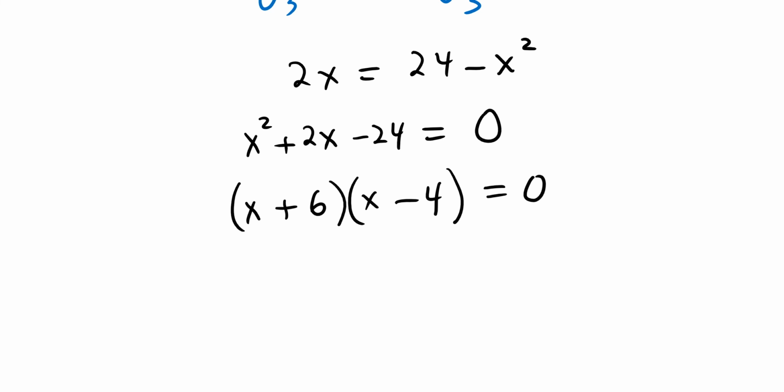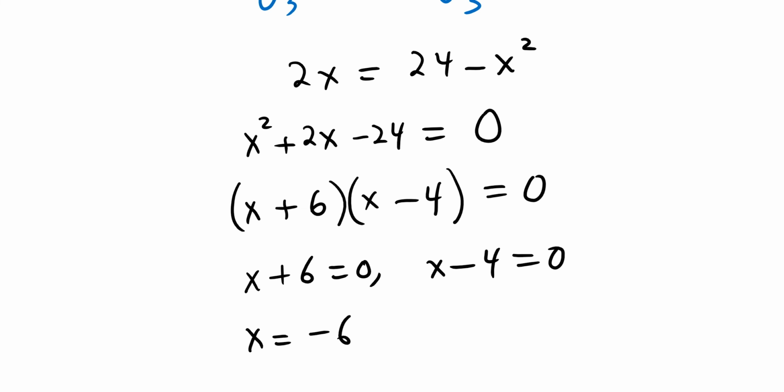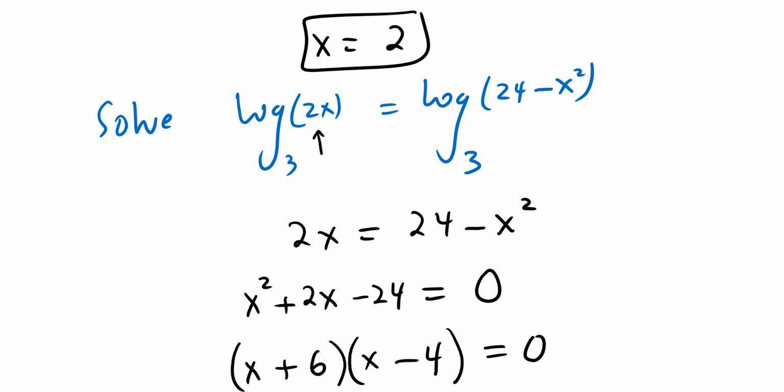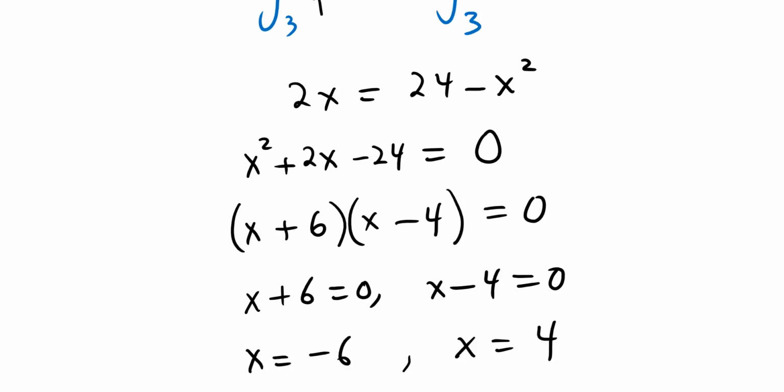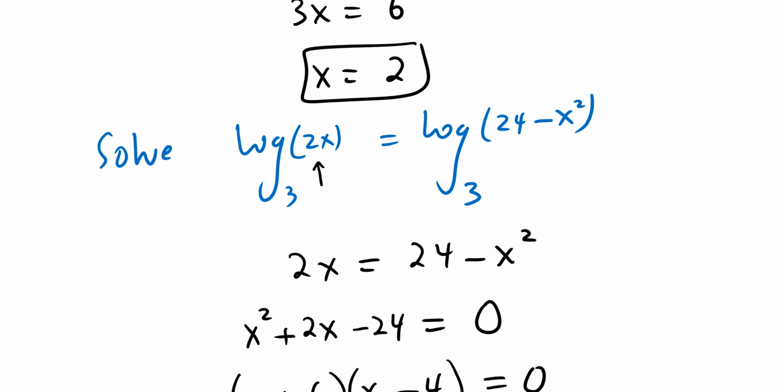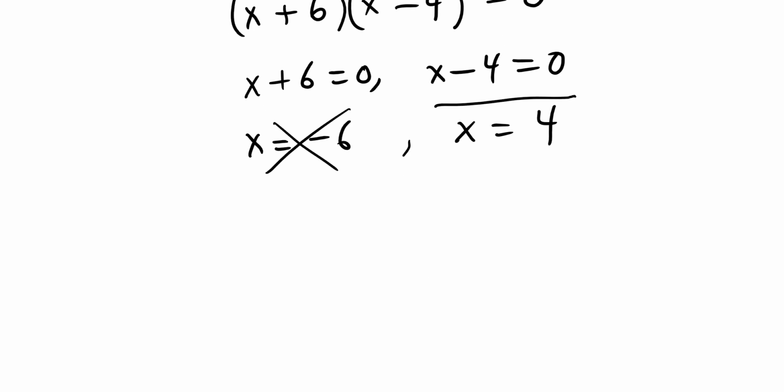Now, in order for this equation to equal 0, x plus 6 must equal 0, or x minus 4 is 0. So subtracting 6, and here adding 4. Now let's see which one works. Does negative 6 work? If you substitute negative 6 here, that will give us a negative value, which is not going to work out. So the log of a negative doesn't work. What about the 4? If you substitute the 4, you get 8. And on the other side, you get 24 minus 16, which is also 8.